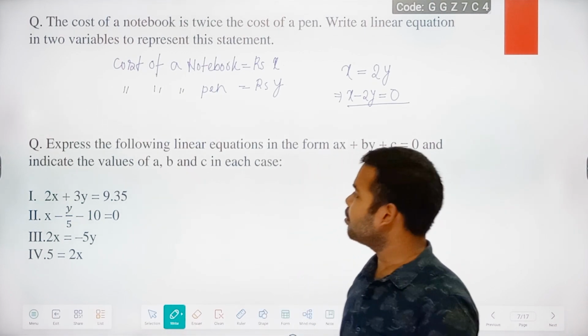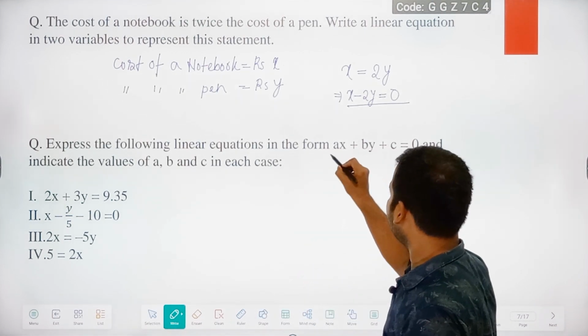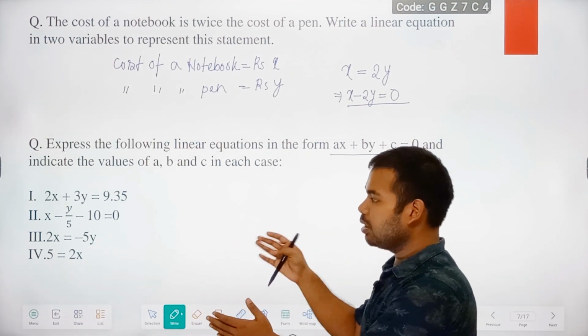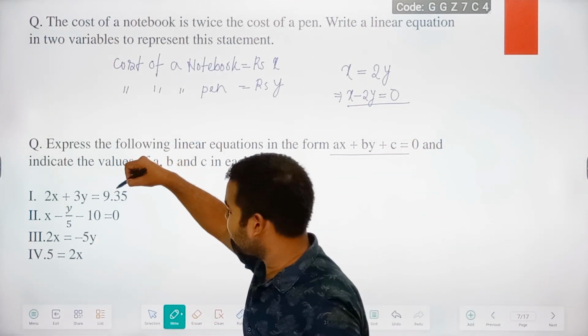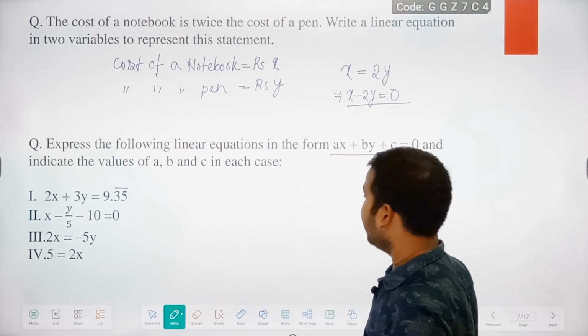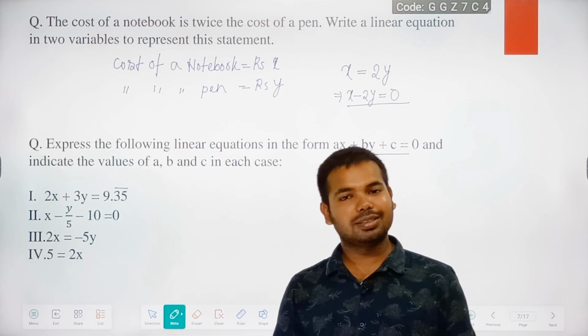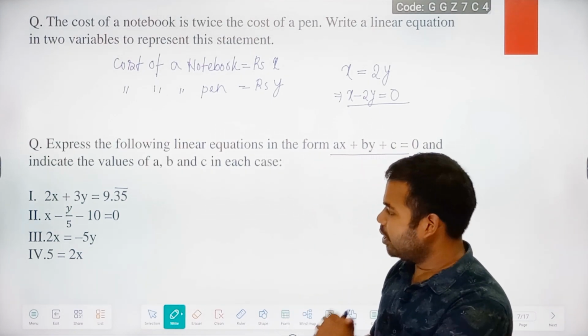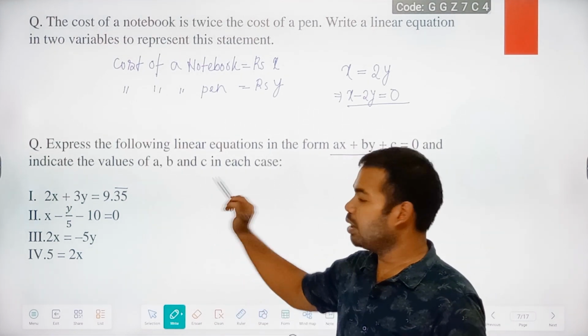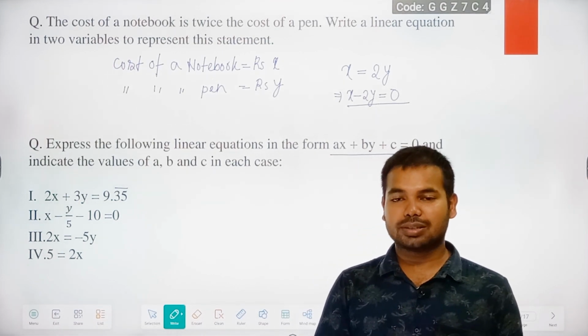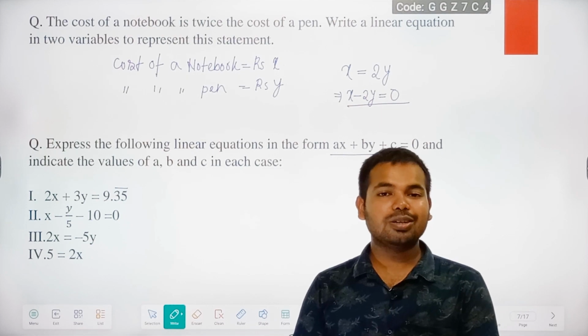Now see, express the following linear equation in the form ax plus by plus c equal to 0. We need to reduce all of them into this kind of form. Actually there is a bar in it. Okay, and indicate the values of a, b and c in this equation. Okay, this is going to be interesting. See, first we have to convert them into ax plus by plus c equal to 0 form. Then we need to find the value of a, b, c by comparison.